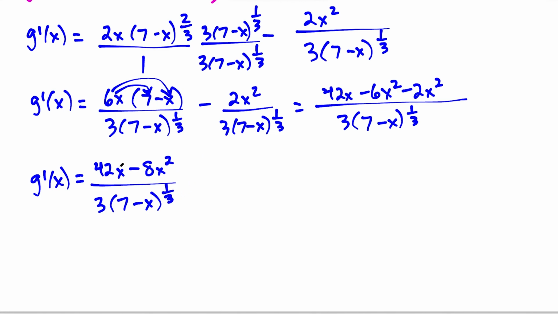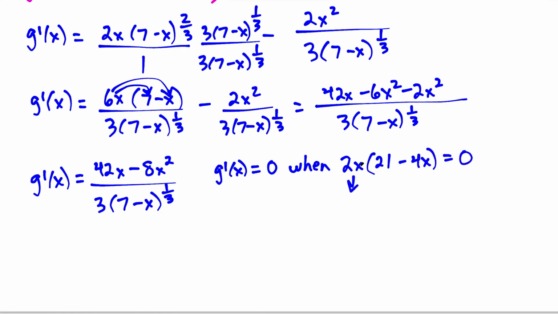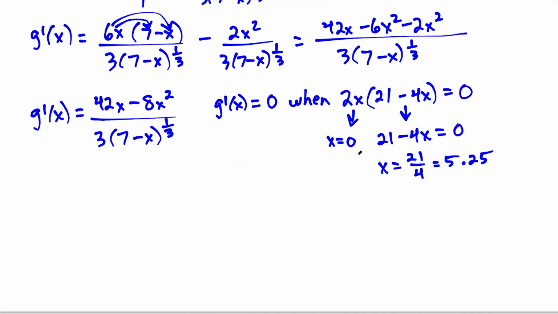The first kind of critical point we'll look for is, when is g prime of x equal to 0? G prime of x is equal to 0 when the numerator is equal to 0. Looking at this numerator, the first thing I want to do is factor this. I'm going to take out a 2x, the greatest common factor, and we'll be left with 21 minus 4x. So we can set this equal to 0. The first factor, 2x, is equal to 0 when x is equal to 0. And if we set the second factor, 21 minus 4x, equal to 0, this is equal to 0 when x is equal to 21 over 4, which simplifies to 5.25.